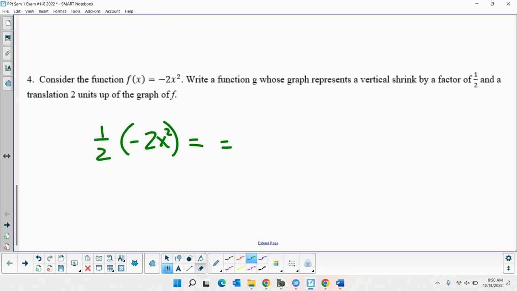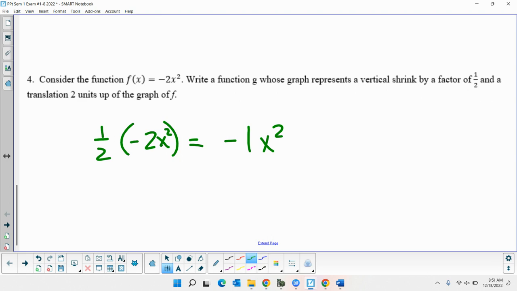What's 1/2 times negative 2? Nobody knows 1/2 of negative 2? Ryan? Thank you. Negative 1 x squared. So do one at a time. Do that first. Don't try to do both transformations or translations or whatever we're doing at the same time.